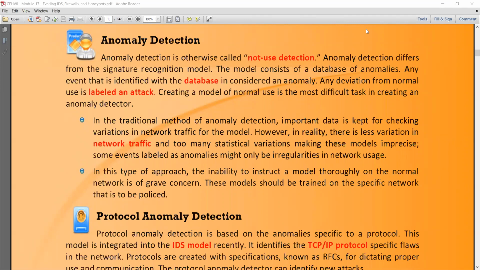In the traditional method of anomaly detection, important data is kept for checking variation in network traffic for the model. However, in reality, there is little variation in network traffic and too many statistical variations, making this model imprecise. Some events labeled as anomalies might only be irregularities in network usage. In this type of approach, the inability to train the model truly on the normal network is of grave concern. This model should be trained on the specific network that is to be policed.